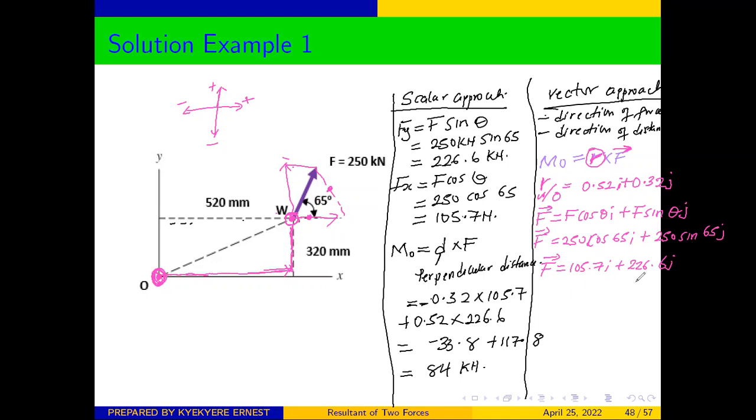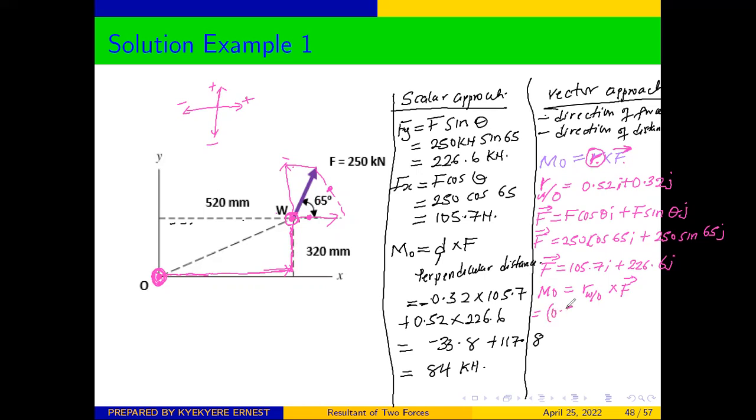And once we have been able to do this, what we are left with: we have our F in vector form, and we have R, our position vector, also in vector form. So now all that we need to do is to find the cross product. Moment is always equal to R cross our force in vector form. And from here, we can just put in the values.